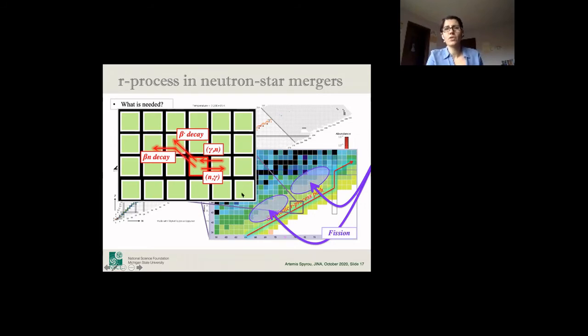We also need some fission. Again, I'm not going to go into the details of all of that. If anyone's interested, you should let me know.